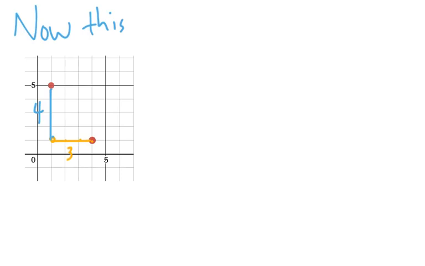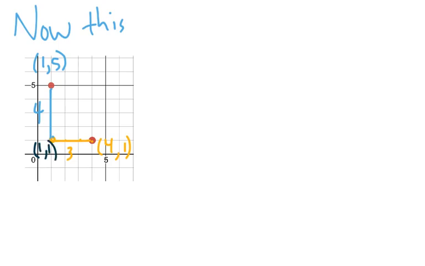Now, let's look at the points and see if we can derive something from this. So the point on the left-hand side here is (1, 5). The point on the right-hand side is (4, 1). And right here, this point, which I'll just mark in a neutral color, is (1, 1).